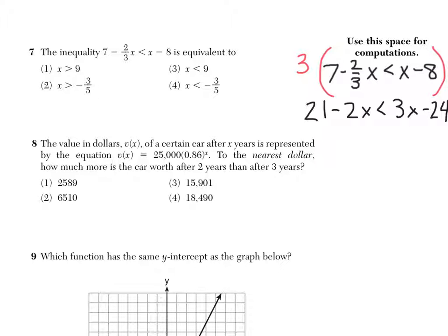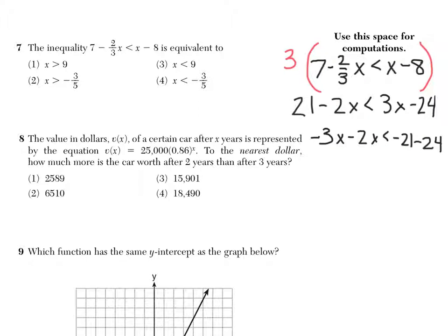Next, let's sort. Then group together your like terms on either side. Then divide both sides by -5. And because we divided both sides by a negative, the inequality sign flips. Therefore, we end up not with answer choice 3, but answer choice 1.